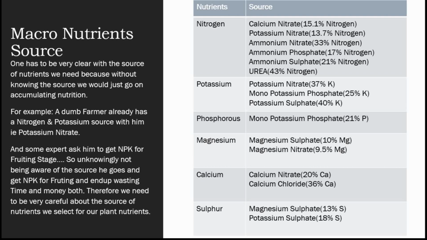Next comes sulfur. Magnesium sulfate has 13% sulfate in it. Then comes potassium sulfate, which is again a source of sulfur, that has 18% sulfate. So just go through the slide here once again with the names of the nutrients and their sources.